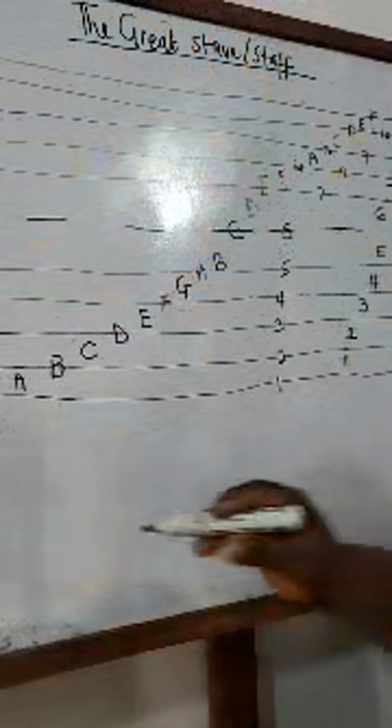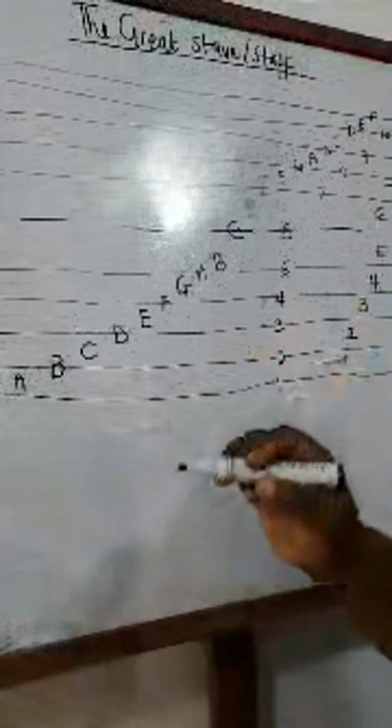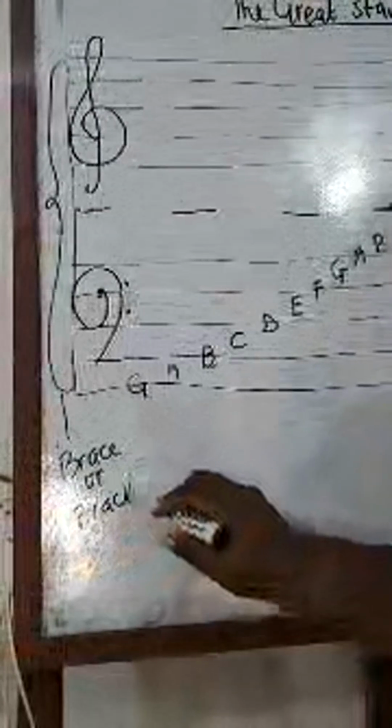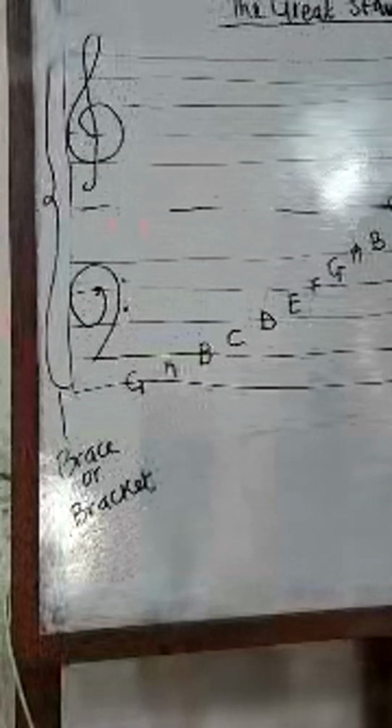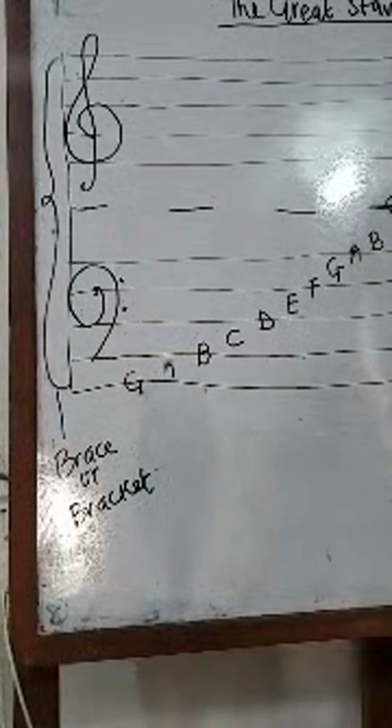Okay, then there's another thing I missed out here, something called the brace or brackets. Sometimes you see it, sometimes you do not see it. But whether it is drawn or not, it is there. Brace or brackets. So that is that about the brace. There's nothing more about it.